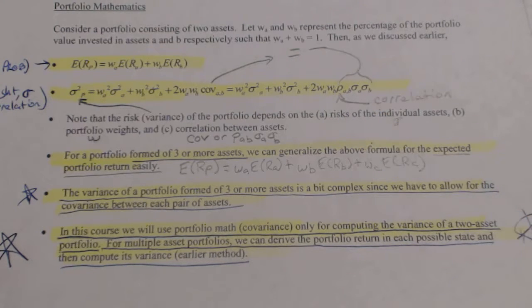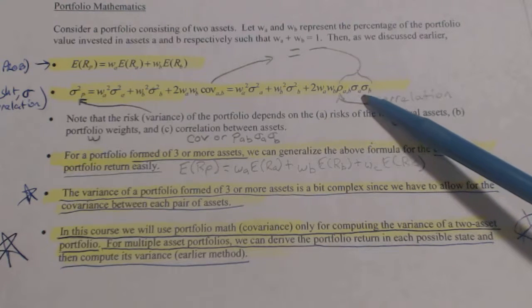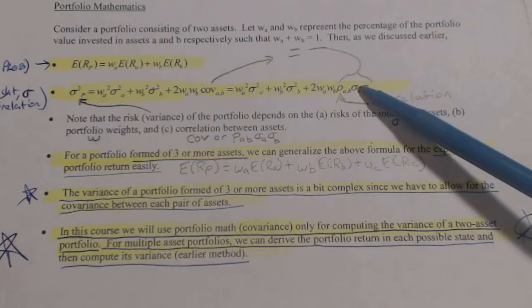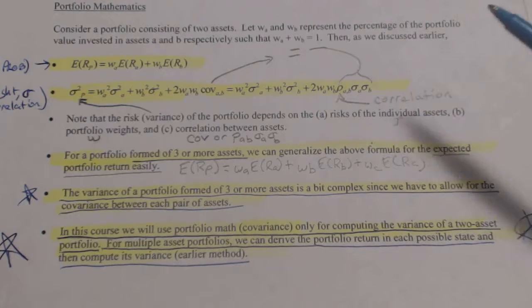P is correlation. So the correlation of A and B times the standard deviation. Now these are standard deviations, they aren't standard deviation squared. Standard deviation of A and standard deviation of B. Okay, so that's a formula that you're going to use when they give you correlation, or if they give you covariance. We could figure that out also. I'll show you how to figure that out.